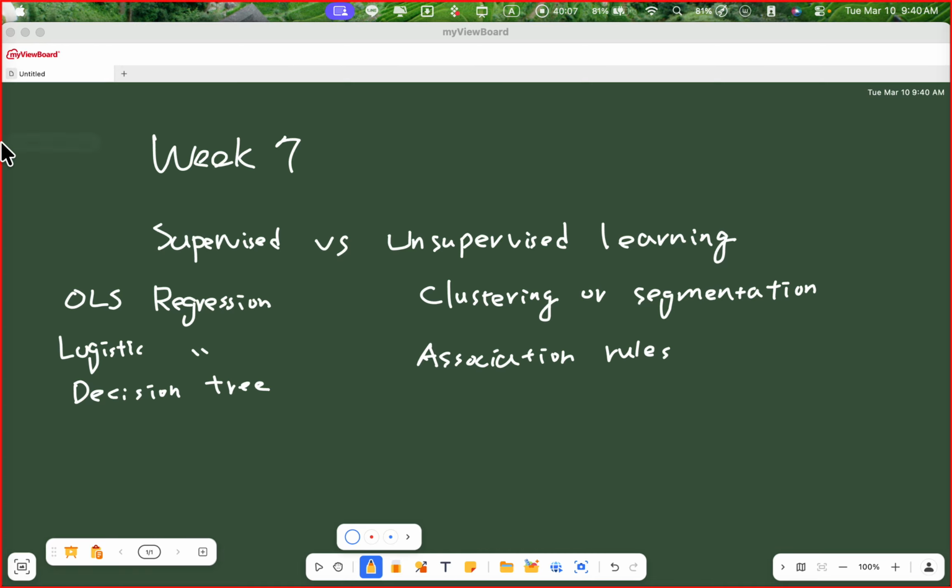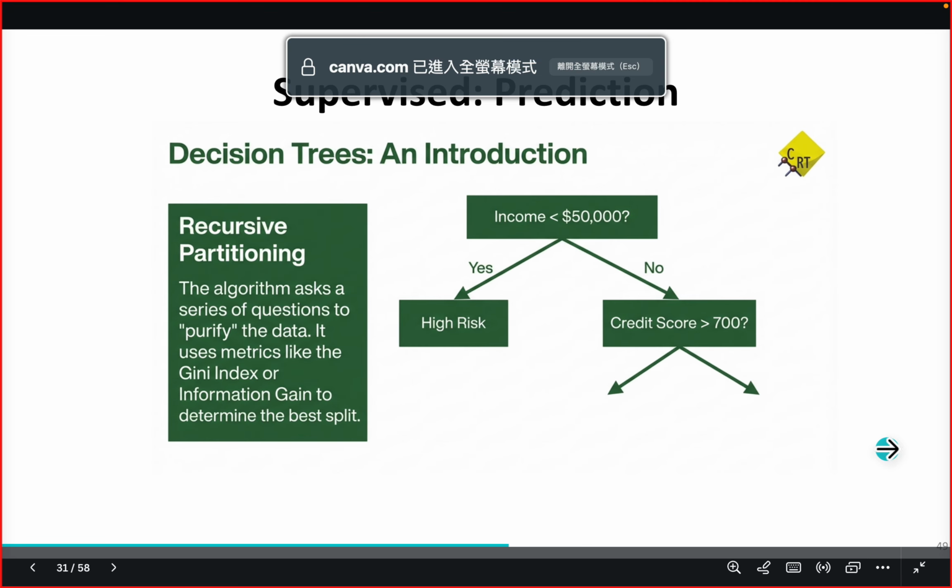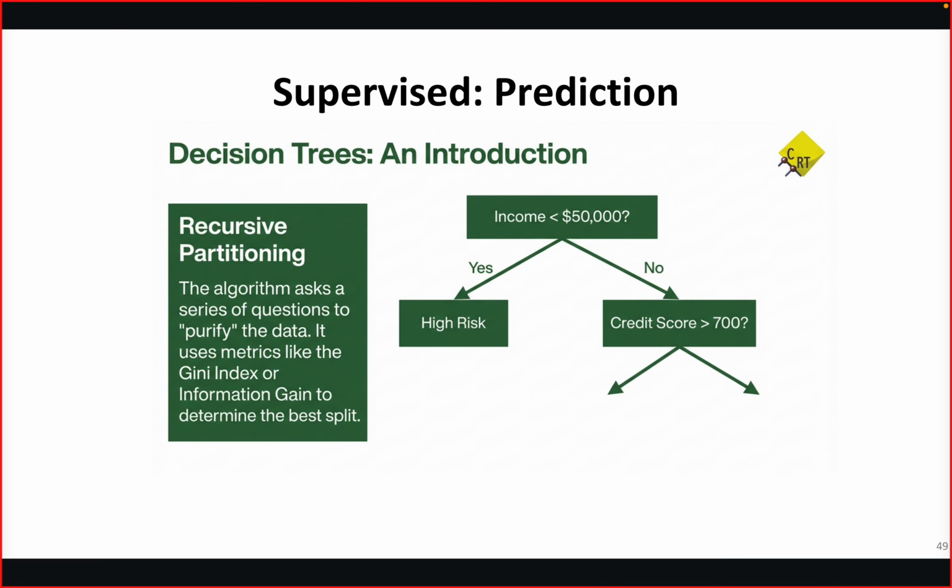Then I would like to switch back to the material. Okay, let's start here, called decision tree. Decision tree also allows you to do supervised learning. So you still have a target, you have a label. The label is the value in your target variable. Okay? It's a recursive partitioning. What does partitioning mean to you? When you see partitioning, what does it mean to you?